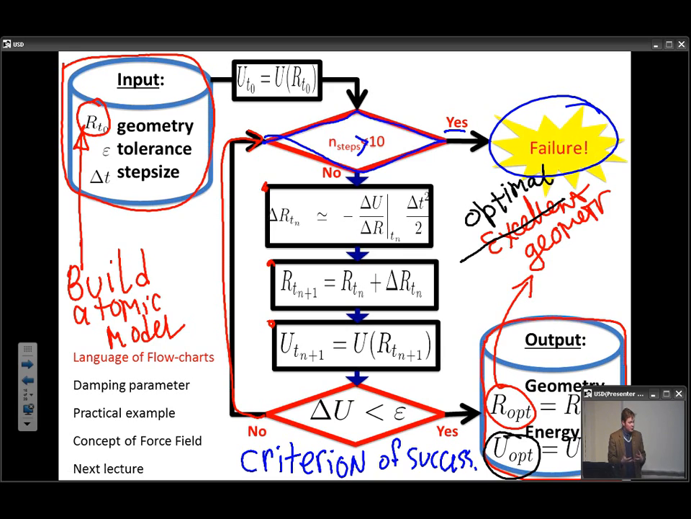Since it is a numerical solution, a numerical finding of the minimum of the potential energy surface, we will never get the exact, absolutely precise position of this minimum. It will always be a little bit off. So what we can control is how far off it is.